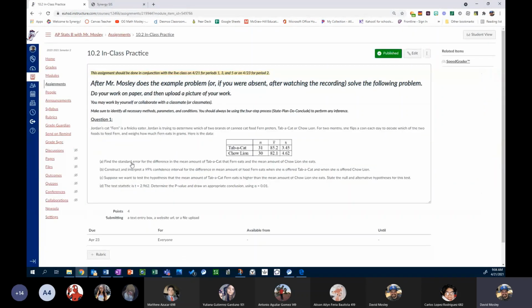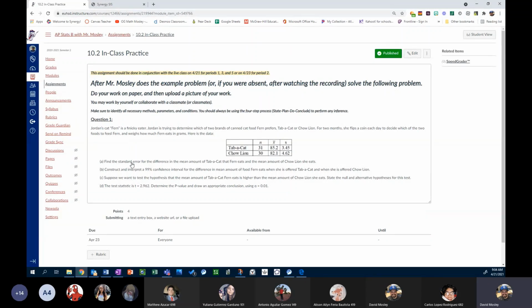If you go into that, there is an example that I'd like you guys to work through. Again, this assignment should be done in conjunction with the class today. After I've shown you the example, I want you to solve the following problem. I want you to do your work on paper. If you do not have paper or a pencil, I have paper right over there and I can give you a pencil that you can keep forever and ever. I do not want you just to type answers.